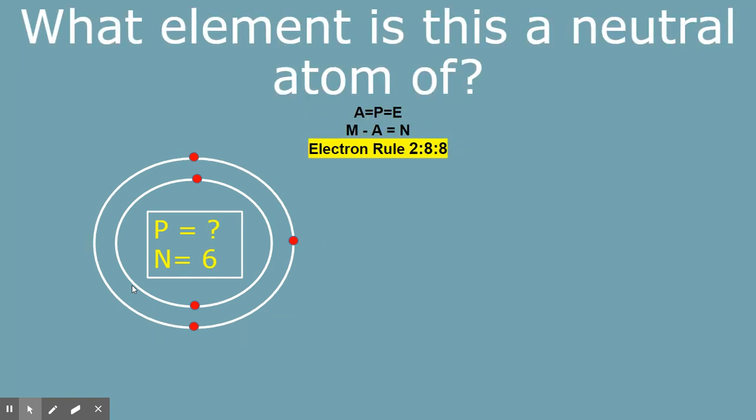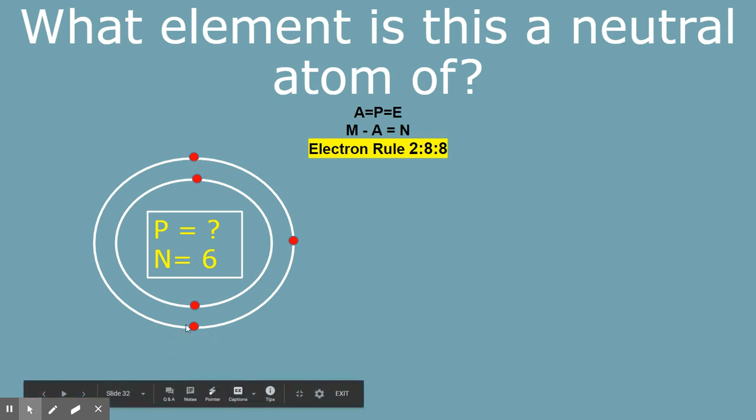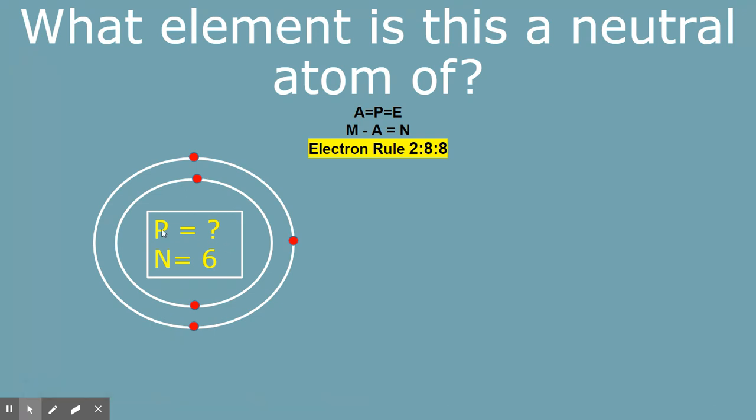What element is this a neutral atom of? They don't give you the protons, but remember, A equals P equals E. 1, 2, 3, 4, 5 total electrons makes this 5 protons. And if you go to the periodic table and find element number 5, you will find that it is boron.